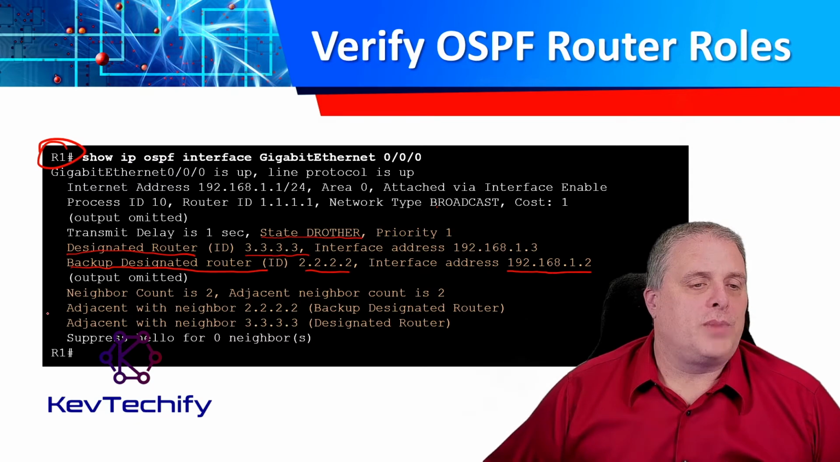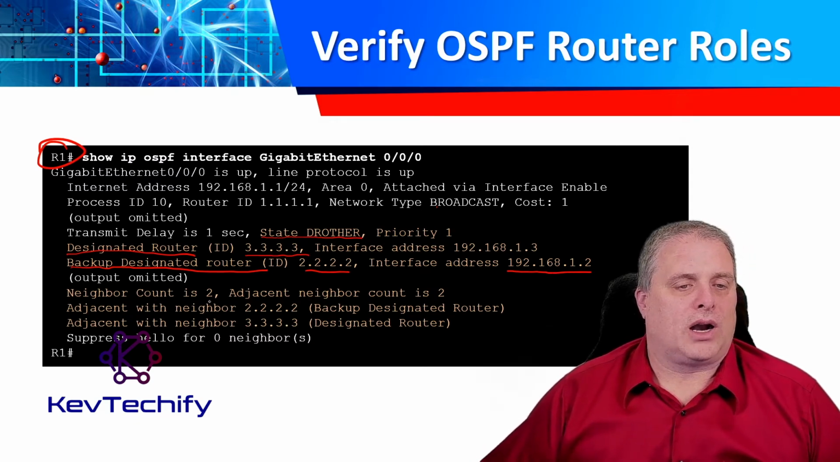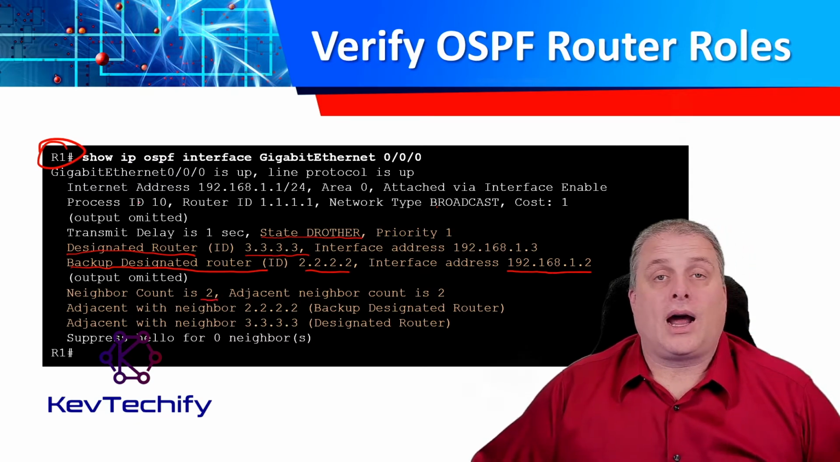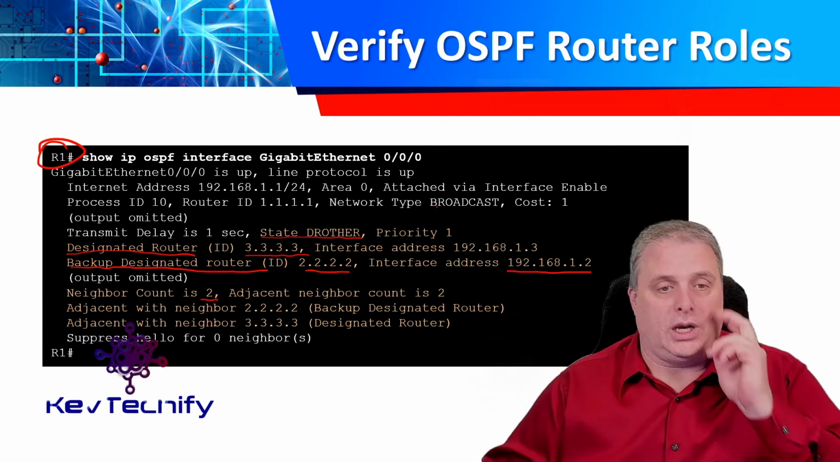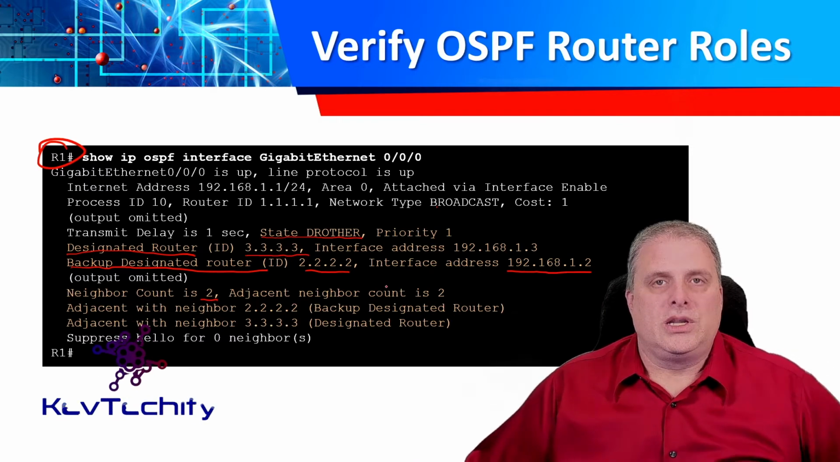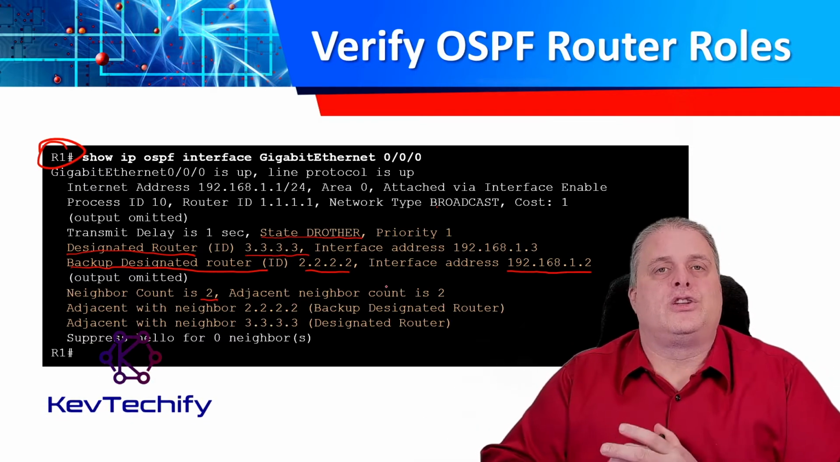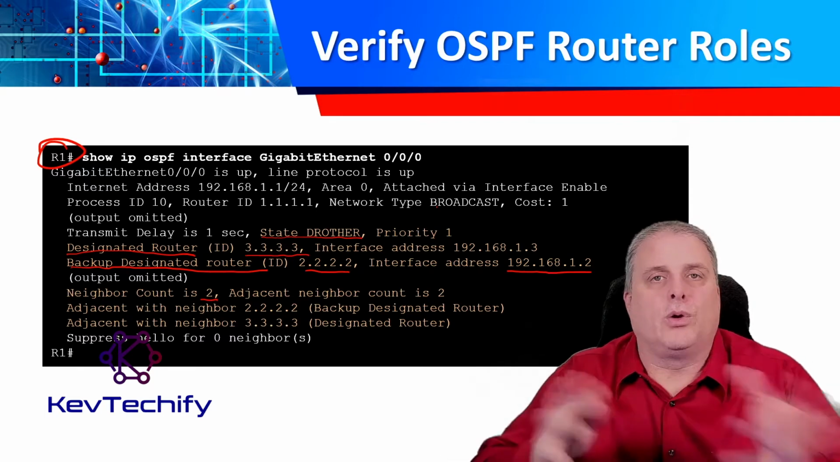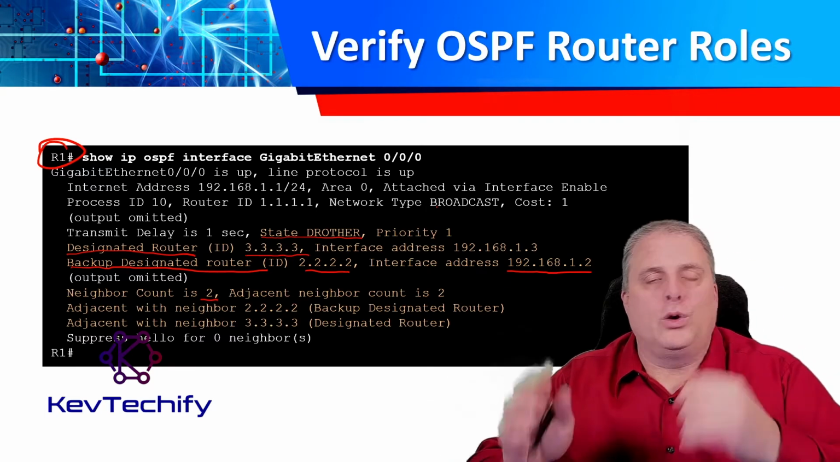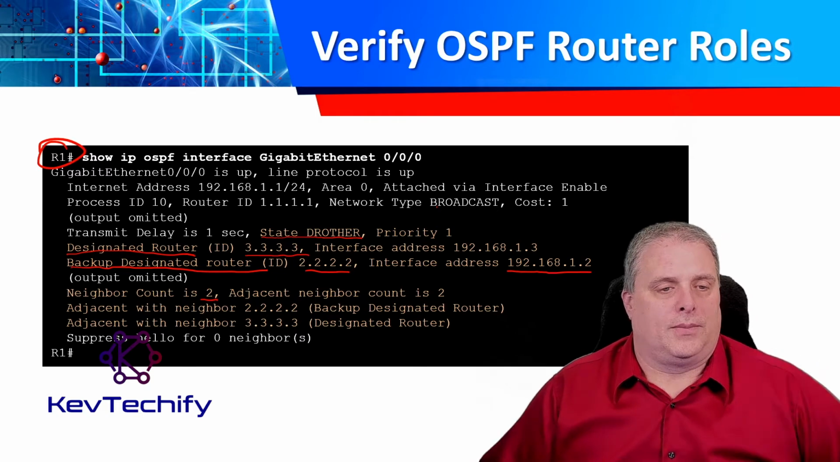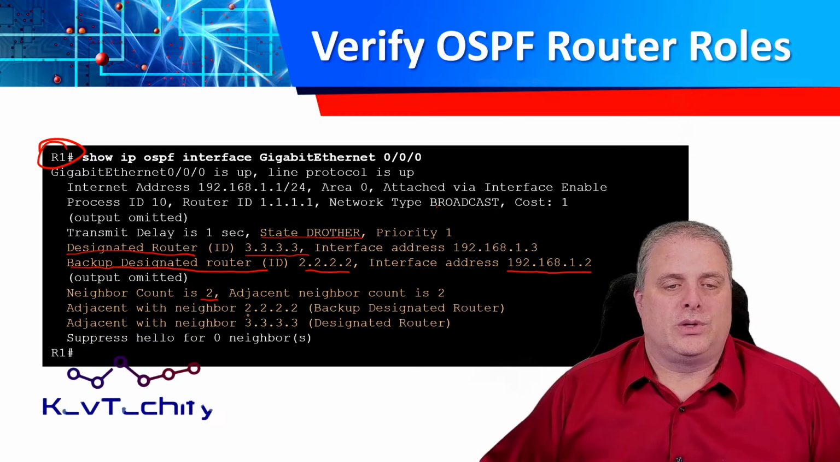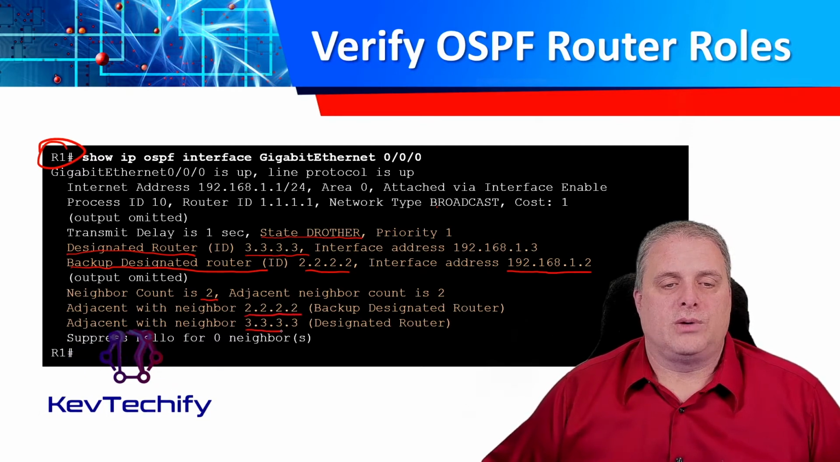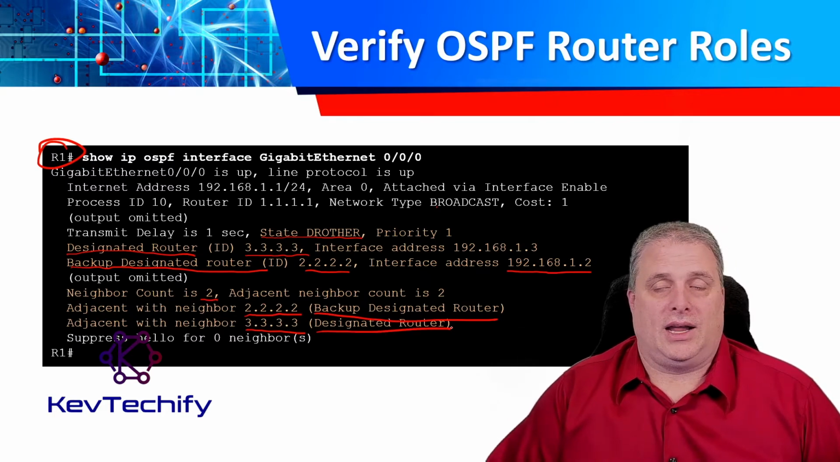Couple other pieces of information down here. We have the neighbor count. Our neighbor count is 2. We're on R1, and so that means we have two other neighbors. That would be R2 and R3. Adjacent neighbor count is those that are directly adjacent to us. They're directly connected. Yes, you have to go through a switch, but they are directly connected. You don't have to go through another network to get to them. And then it lists out which ones are our adjacent neighbors. We have adjacency with 2.2.2.2 and adjacency with 3.3.3.3, and then it also identifies them as our BDR and DR.